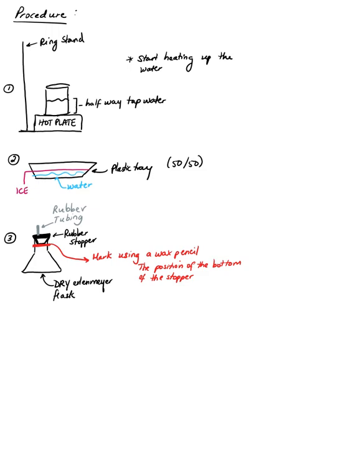Now you're going to find a wax pencil and you're going to mark the bottom part of your rubber stopper. You're going to use it on top of the glass of your Erlenmeyer flask. You're going to trace a line. Where the rubber stopper ends, you're going to trace a line marking that on your Erlenmeyer flask. So I will show you in class.